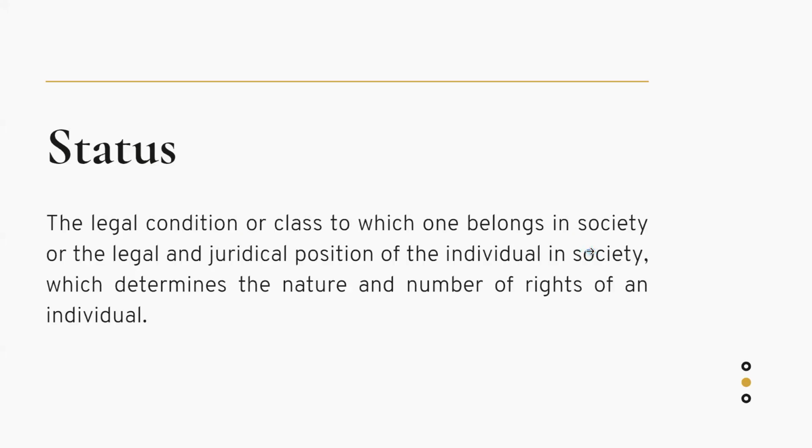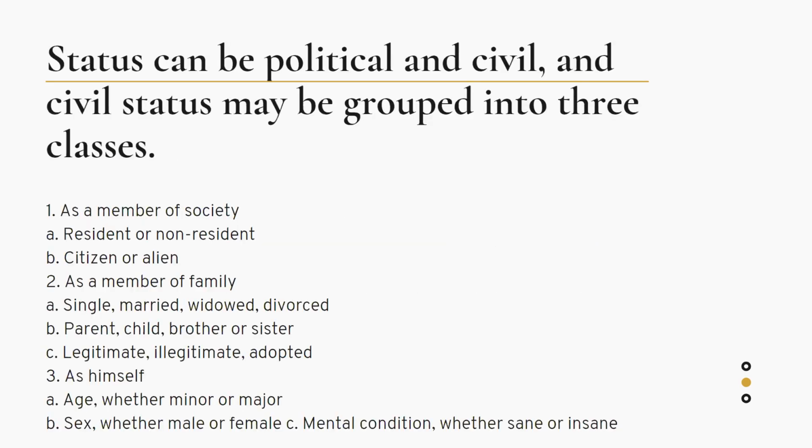what status is. Status is the legal condition or class to which one belongs in society, or the legal and juridical position of the individual in society, which determines the nature and number of rights of an individual. The status is material in order to know the legal implications, because every legal implication that would affect you, your rights, and your privileges will be based on or dependent on the status that you have.